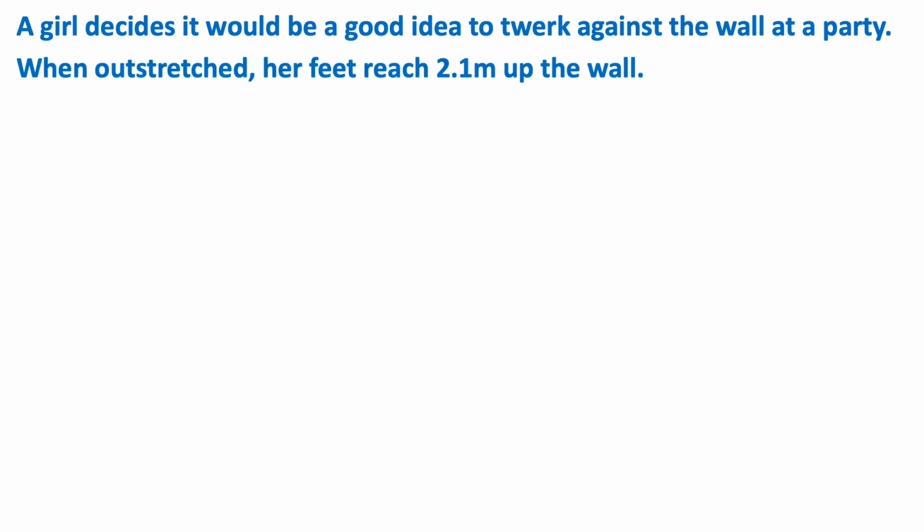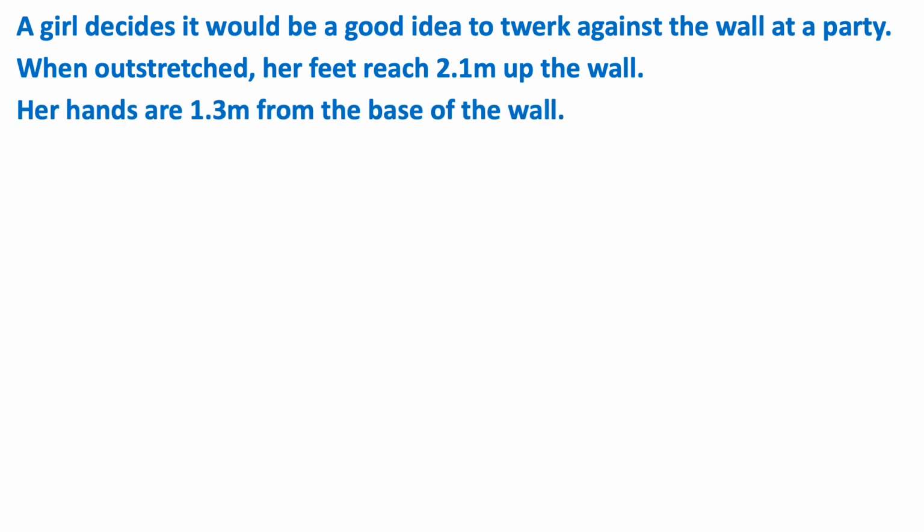When outstretched, her feet reach 2.1 meters up the wall. So work out where that 2.1 needs to go. That's how far her feet reach up the wall. It's not how long she is, that's how far her feet reach up the wall. Then, her hands are 1.3 meters from the base of the wall. Put a 1.3, that's how far her hands are.